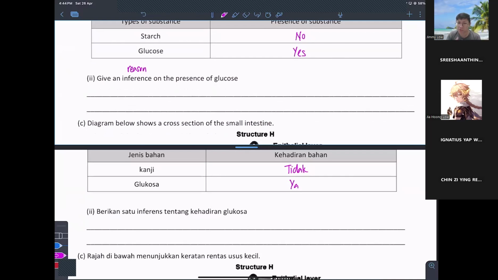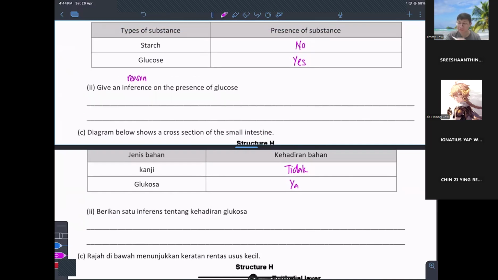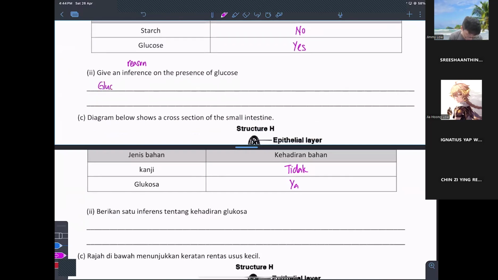You can say, glucose is smaller than starch. Smaller particle or smaller molecule than starch. So it is able to diffuse out. Making the complete sentence again: glucose is smaller particle than starch, so it is able to diffuse out of the whisking cube.